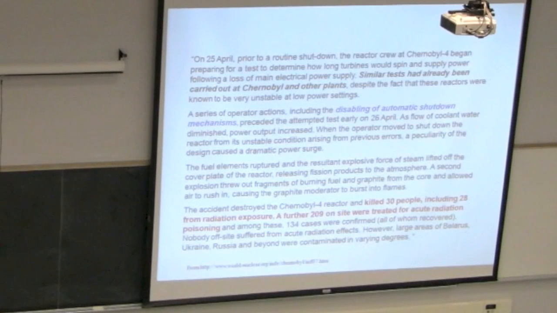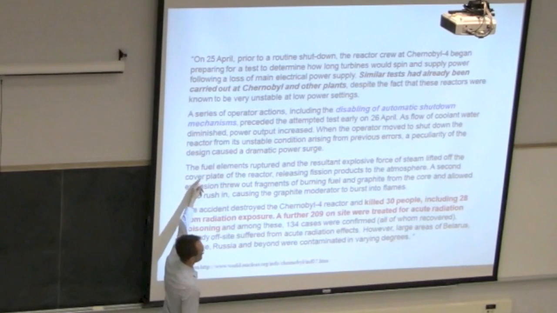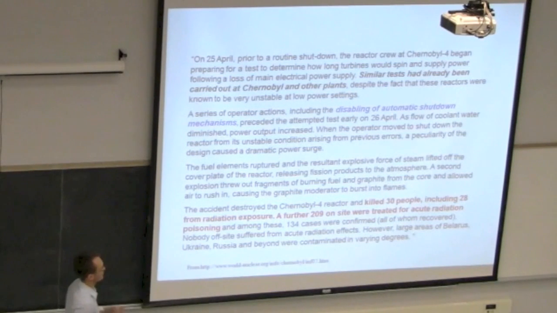So it's clear then what happens: the problems occur as water to the equipment diminished. The operator moved to shut down the reactor from the unstable condition. Fuel elements ruptured, and the resulting explosive force lifted off the cover plate of the reactor, releasing these products into the atmosphere. Now, we'll see with the next case study at Three Mile Island what we learned from this particular incident: we need some sort of containment vessel around our nuclear reactor.